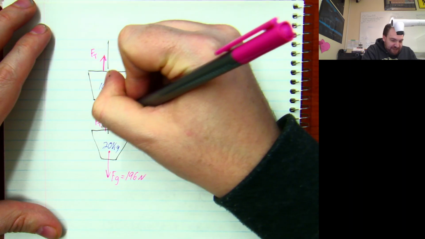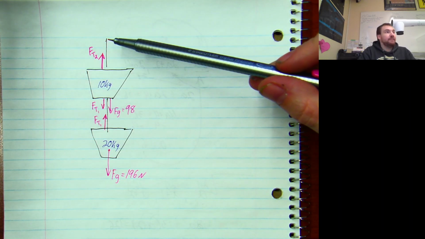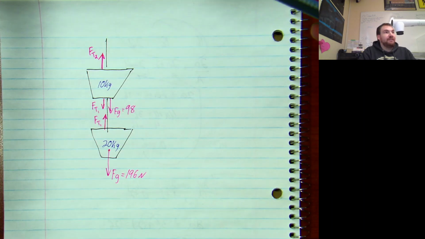I'm going to call these FT1. I'm going to call this one FT2 because they're going to be different tensions. We don't have a tension down, because, as far as we know, it's not attached to anything. So somewhere we're going to have tension, but as far as the free body diagrams go, for the objects that we have, this is the free body diagram. So we're also told what? The thing is at rest.